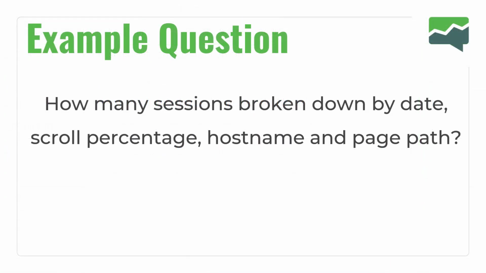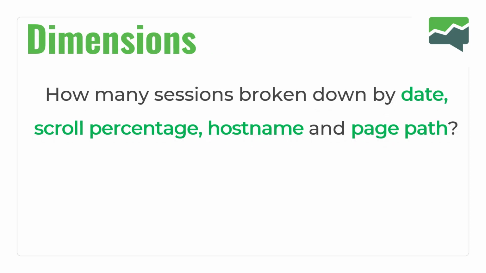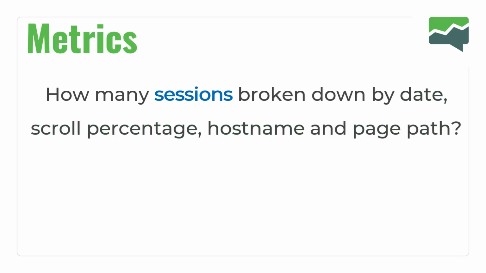Okay. Now, let's ask another question. How many sessions broken down by date, scroll percentage, host name, and page path? This is a really interesting question because many of us who've set up scroll have set it up for multiple thresholds: 10, 25, 50, 75, 90, right? So you're going to have a distributed metric here, but let's go through that, okay? Your dimensions: date, scroll percentage, host name, and page path. Metric, again, sessions, how many, your quantitative.